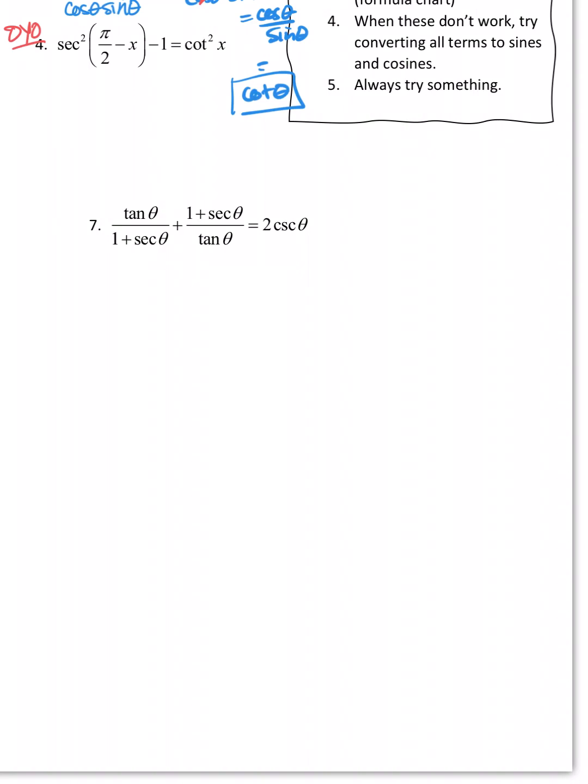Tangent theta over 1 plus secant theta plus 1 plus secant theta over tangent theta. So I need a common denominator to get anywhere, right? So I'm going to have to multiply this guy by tangent over tangent. All right, so where's that going to leave me? That's going to leave me at tangent squared theta. I'm trying to get a common denominator, so I'm just going to put it all over 1.